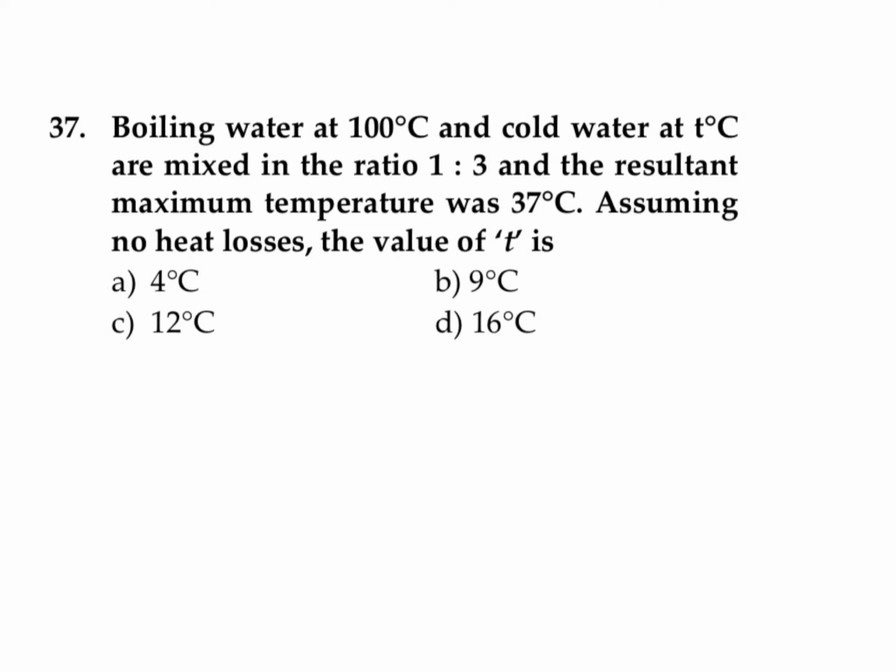It is given that boiling water at 100 degrees Celsius and cold water at T degrees Celsius are mixed in the ratio 1:3, and the resultant maximum temperature was 37, assuming no heat losses. The value of T is.